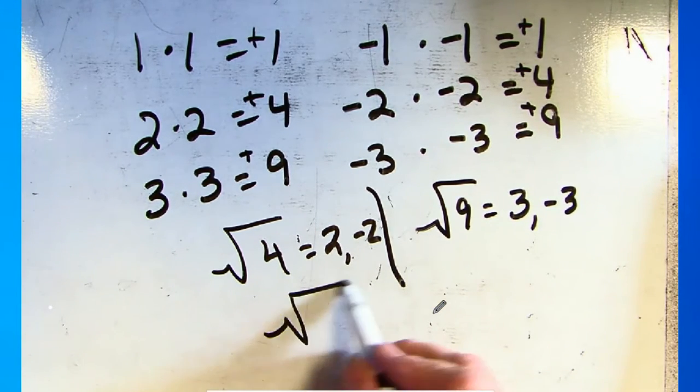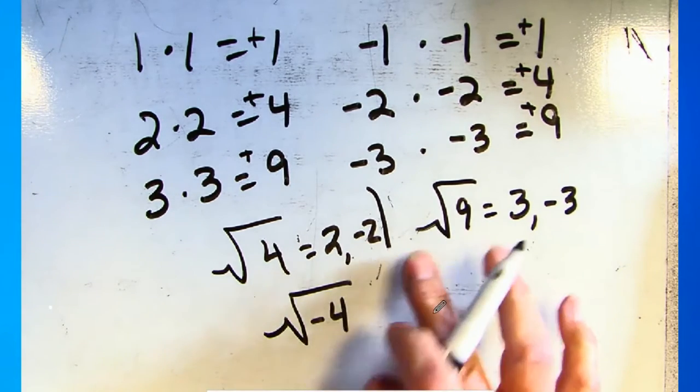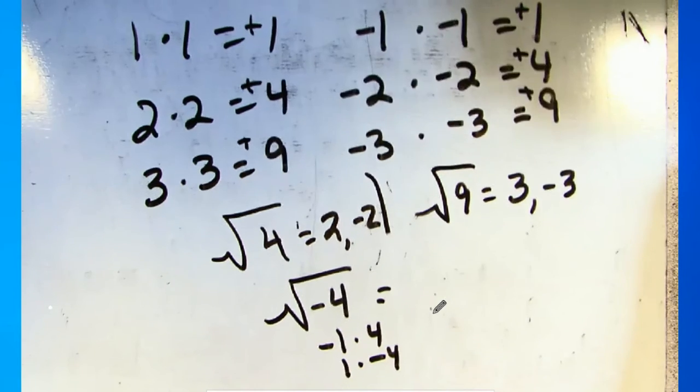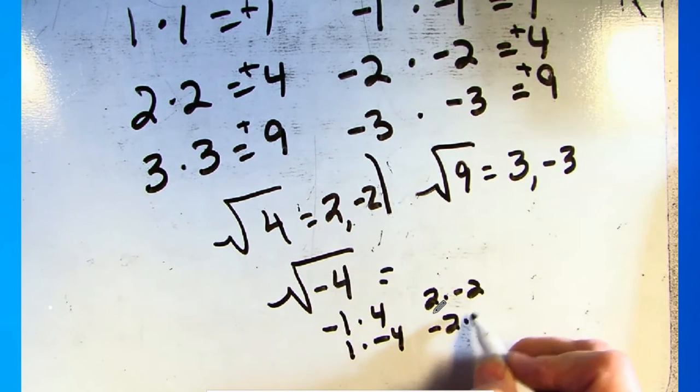But I can't take the square root of a negative number. Why? What numbers make up negative 4? What are the factors of negative 4? Negative 1 times 4, 1 times negative 4, 2 times negative 2, or negative 2 times 2.